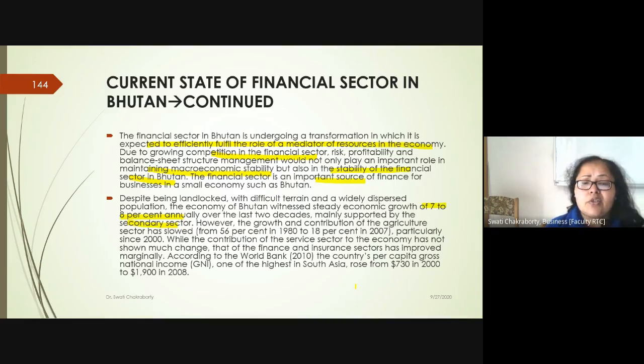But in the agricultural sector, the growth and contribution has slowed down, particularly since 2000. While the contribution of the service sector has not shown much change, that of the financial and insurance sector has improved marginally. According to the World Bank report of 2010, the country's per capita gross national income, which is one of the highest in South Asia, rose from 730 US dollars in 2000 to 1,900 US dollars in 2008.